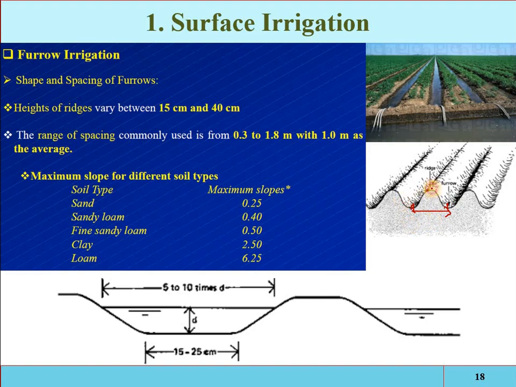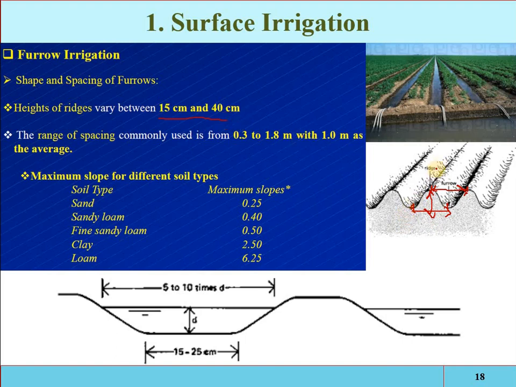Or you can see that this is the top of the ridge, this is the top of another ridge. So in between these two ridges, that is the width of the furrow. Again, that will be from 1 to 2 meters, depending on the water requirement. If more water is required, then the width will be more. And this is the depth of the furrow from the top of the ridge to the bottom of the furrow. That is called the height of ridge or depth of furrow. So that will be from 15 centimeters to 40 centimeters. Again, that will depend on your water requirement.